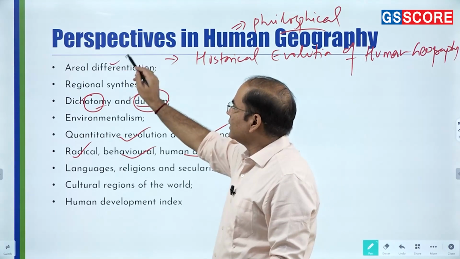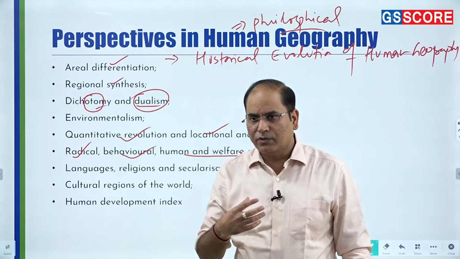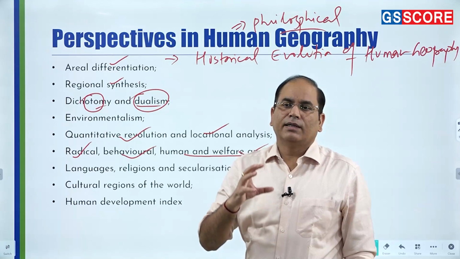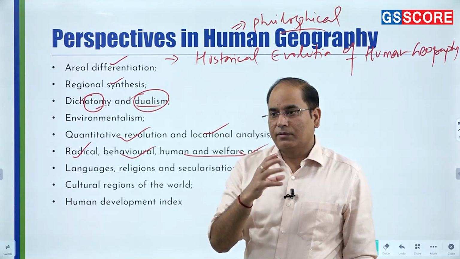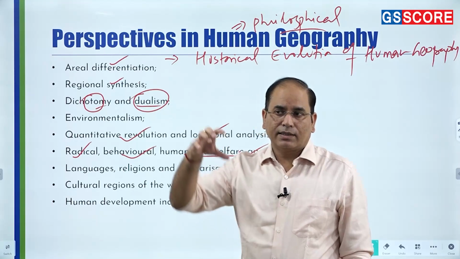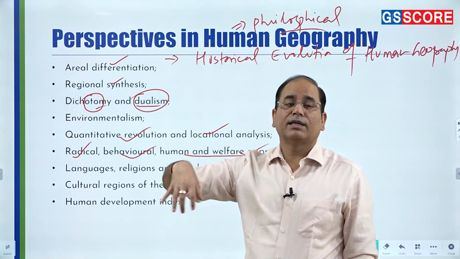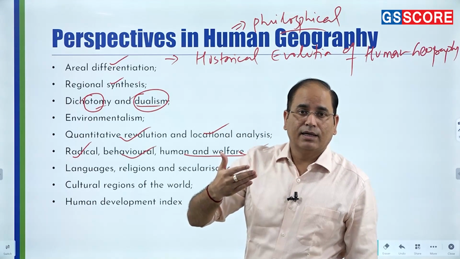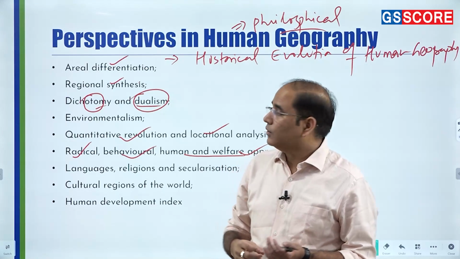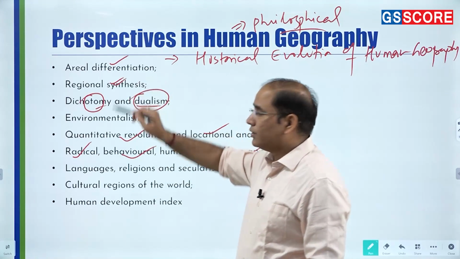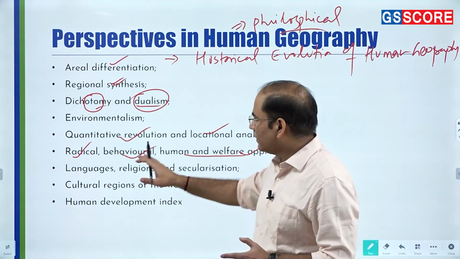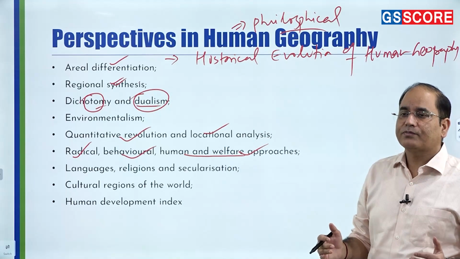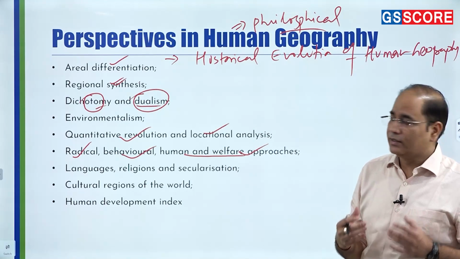The areal differentiation and regional synthesis: UPSC writing these two separately simply suggests that they give greater importance to this idea. You should be very clear how regions are unique, how regions are distinct from each other, what binds a region or makes a region, and how regions evolve. So that is the regional synthesis. You need to study these two separately. These are very much part of the historical evolution, so it comes in this, but they are writing them separately. It shows the importance of these two topics.